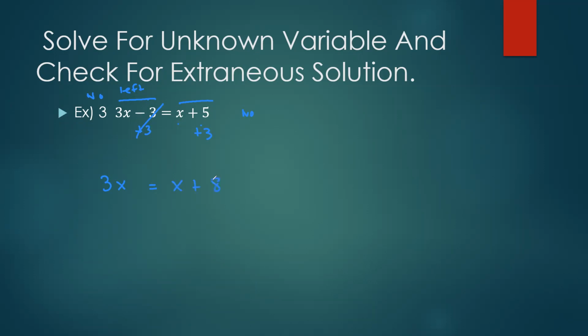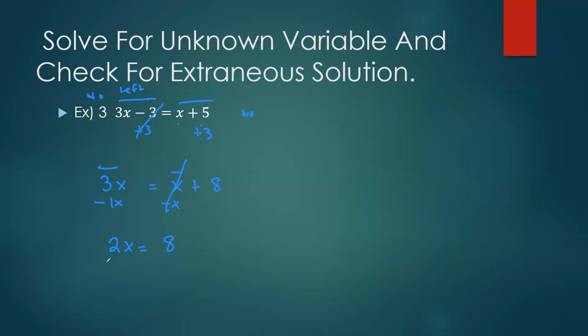Okay. Now let's get the variables on one side. So the variables are 3x and 1x. Let's get it all on one side. So I'm going to subtract 1x, subtract 1x, because I want this x completely gone. So that's why I'm subtracting. Okay, so we have 3x minus 1x, which is 2x. And then on the right, you're left with 8.